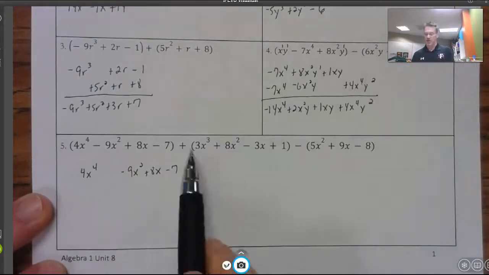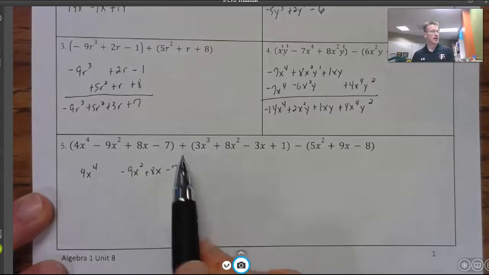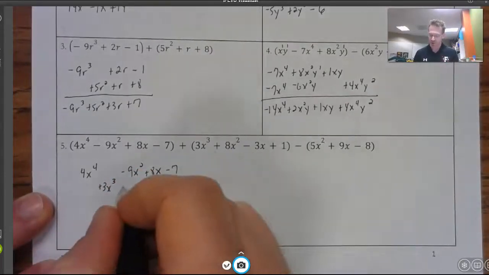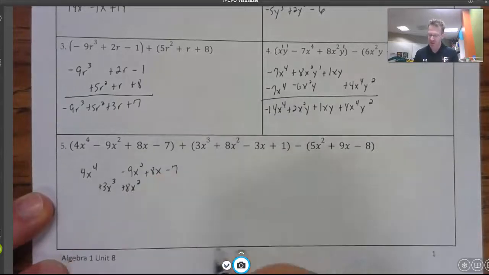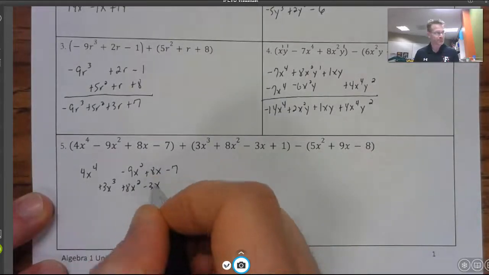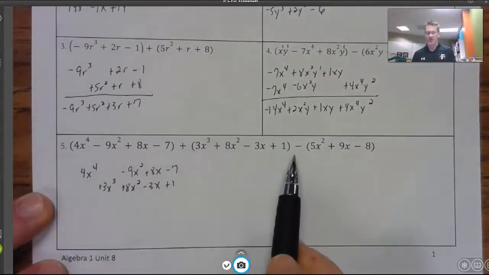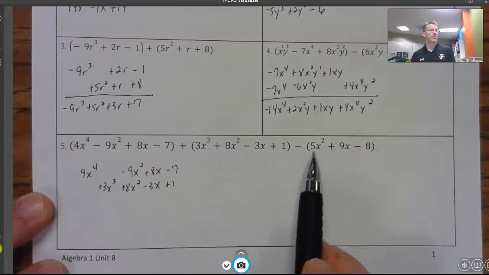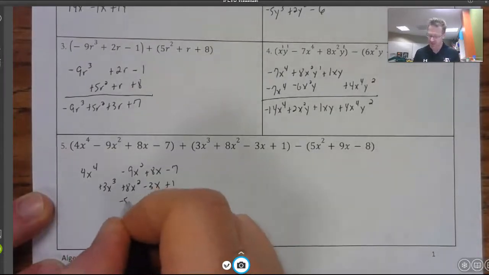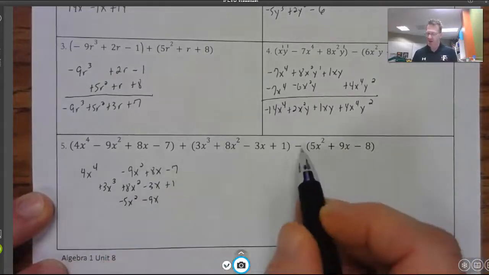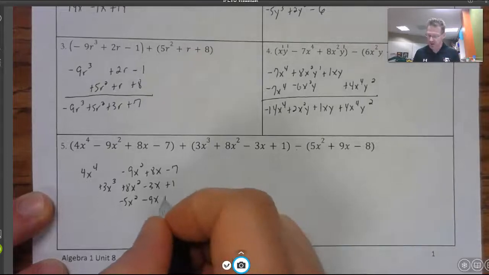Now I'm going to go to my next one. I'm adding these, so I don't have to worry about changing sign. I have an x cubed term, so I'm going to put that in the empty slot here. Another x squared term, so I'm going to line that up with the x squared, an x term, and then my positive 1 here. And now I'm subtracting my last polynomial here, so I have to change all the signs. So when I subtract positive 5x squared, that becomes negative 5x squared. When I subtract 9, that becomes negative 9x. And then when I subtract 8, that becomes positive 8.